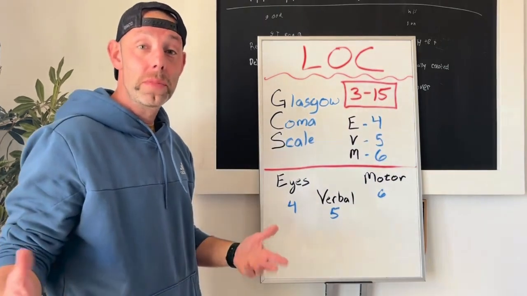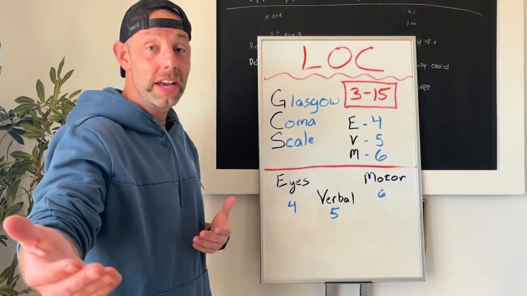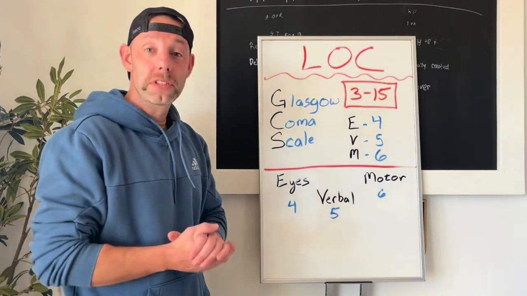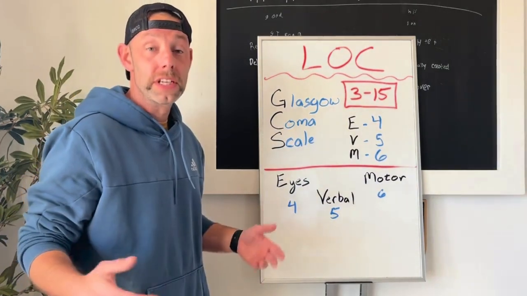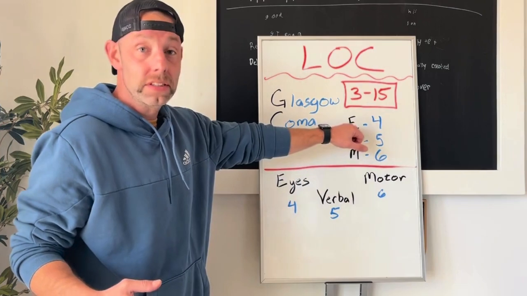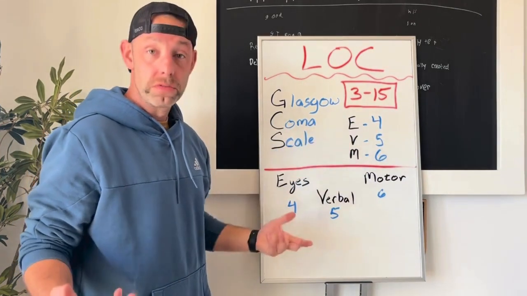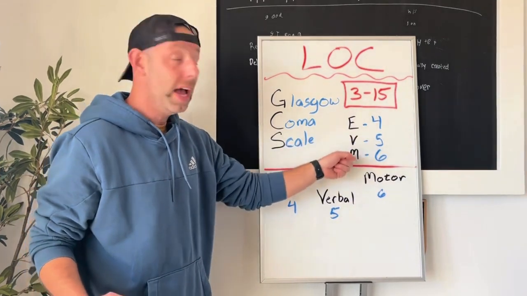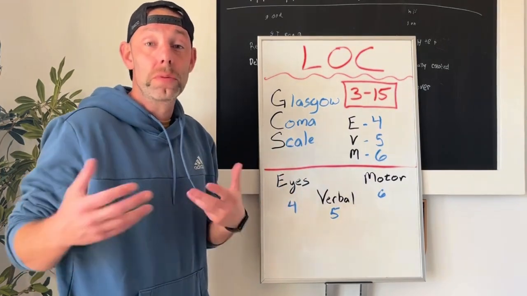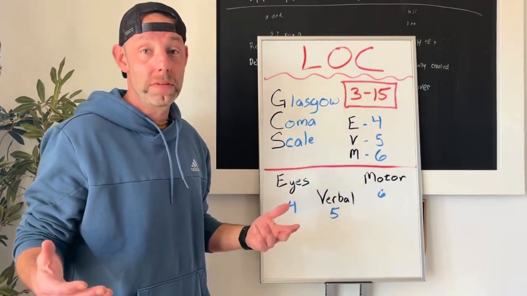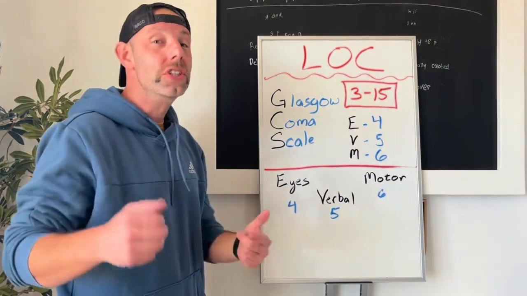Now, the easiest way to remember that for me is I just say EVM 456. Go ahead and say it. EVM 456. It sounds like BVM, and so it just kind of works for me. What this tells us is that eyes, or E, has 4 possible points, V, verbal, has 5 possible points, and M, for motor, has 6 possible points. So now you know how many points you can get from each category just by remembering EVM 456. Now let's break down each individual portion so you can see just how you get those points.